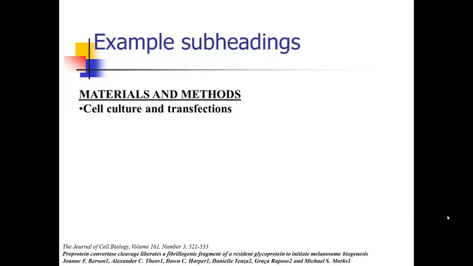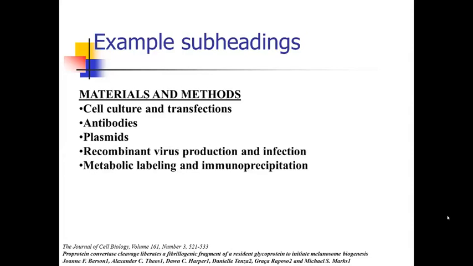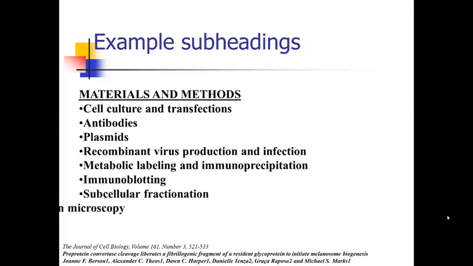Another paper had cell culture and transfections. This is a biological paper: antibodies, plasmids, recombinant virus production and infection, etc. You get the idea. So having a very specific section for each of those important pieces of the experiment.